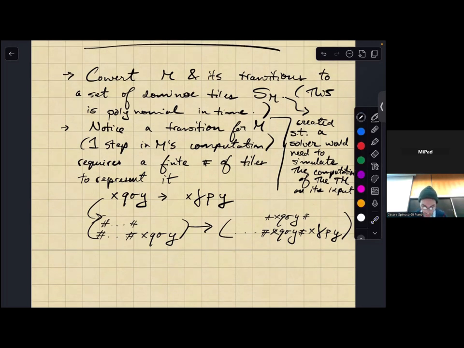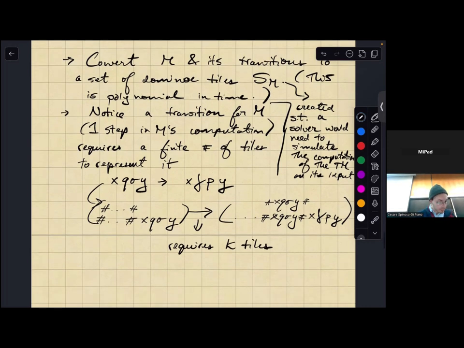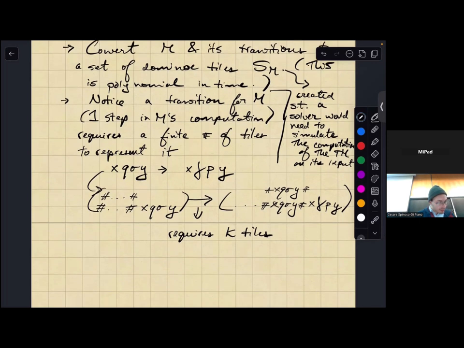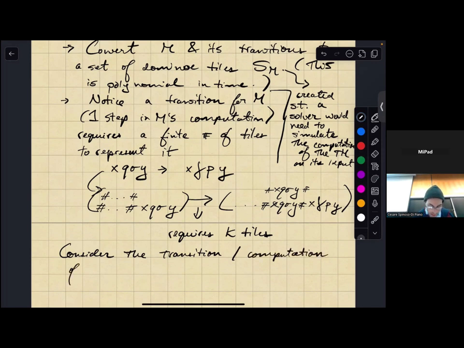So this requires maybe K tiles to represent. Then consider the transition for the computation of M which requires the maximum number of tiles.